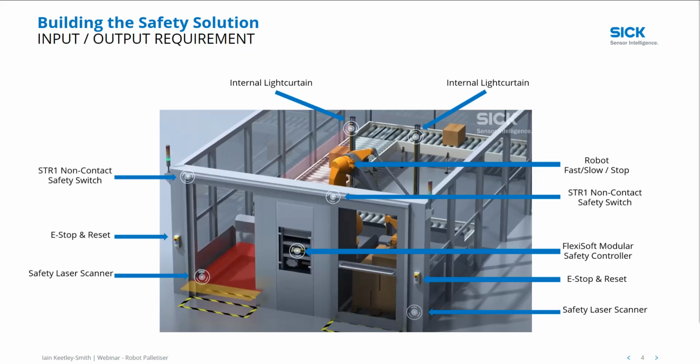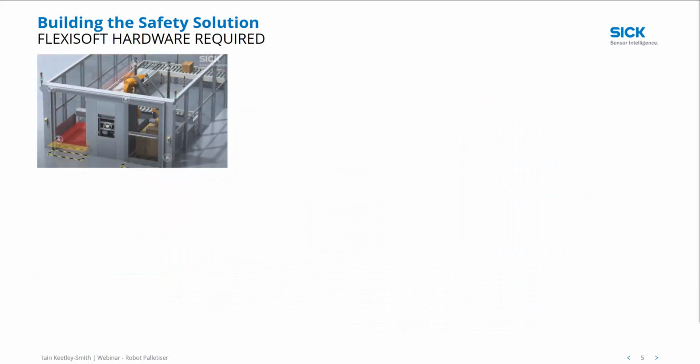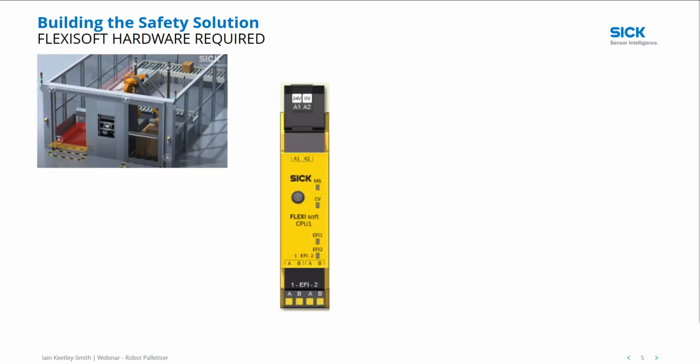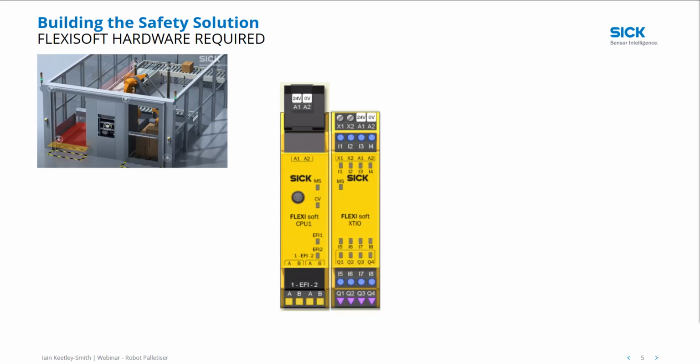Right, so now that's covered, let's go in and look at the Flexisoft hardware requirement. We'll just keep the image up there on the left, to keep a visual view of the application. What we're going to have here is a Flexisoft CPU 1. If you're not familiar with the Flexisoft controller, then go back and watch webinar 1, which goes through the hardware. What we've got here, as you can see highlighted with my cursor, is the memory plug, which has 24 volts and 0 volts wired into it, and this is where your configuration and all your application data is held.